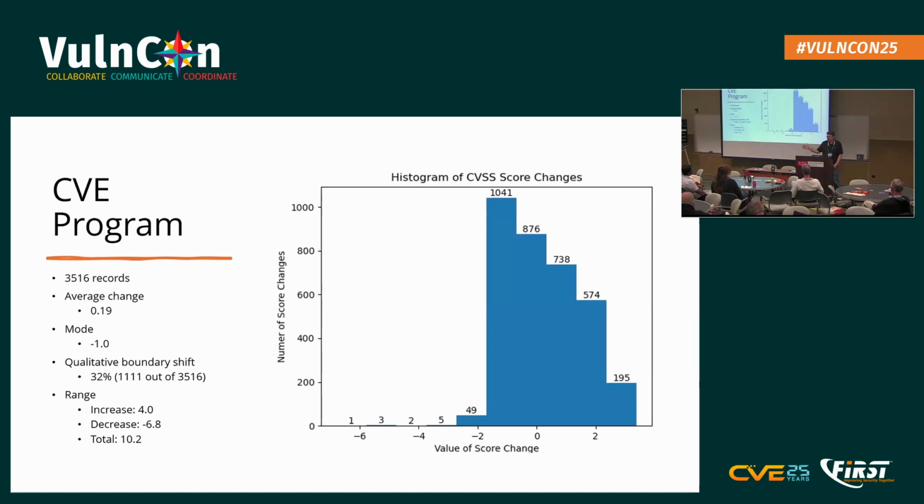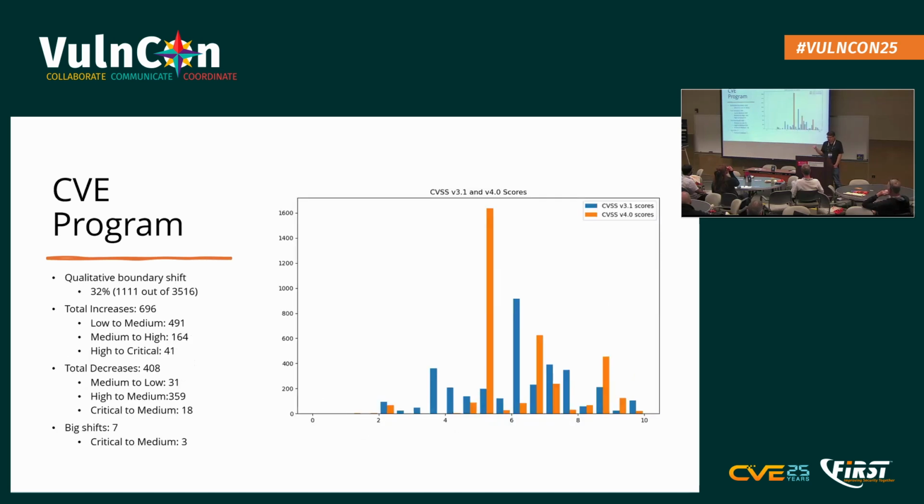But they had a big shift. Some scores decreased, but on average, they increased. Their qualitative boundary shifts are radically different. On average, a third. 1,111 CVEs changed qualitative boundaries. That's a big difference. The range is also pretty big, although there are some weird outliers. So let's look at those qualitative boundary shifts.